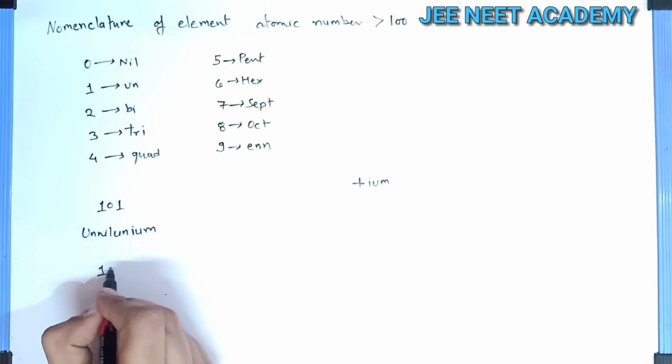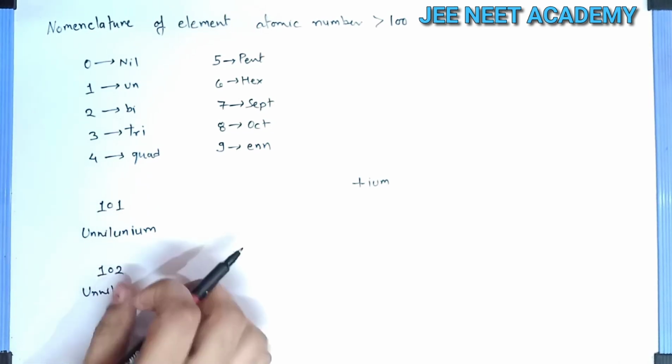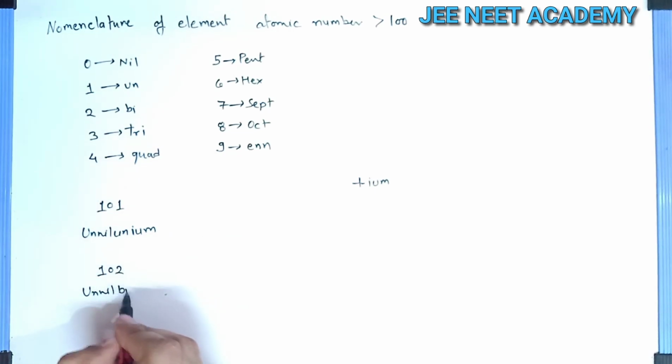For 102, un, nil, bi. But for bi and ium, they both have i in the end and i in the starting, so we can't write two i's together. We'll write one i, then um. Unilbium. So this is very easy, you just have to remember it. There's not much to understand.